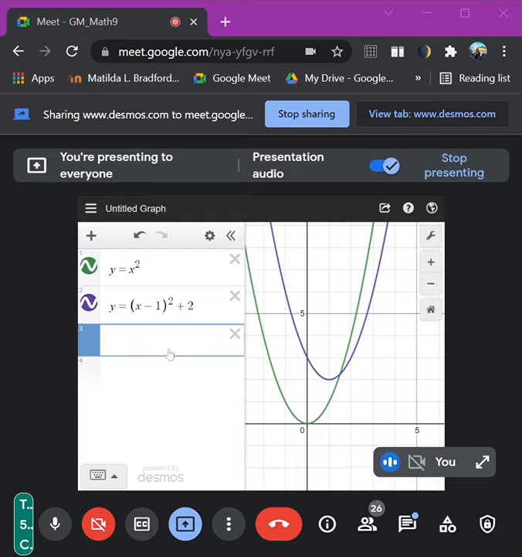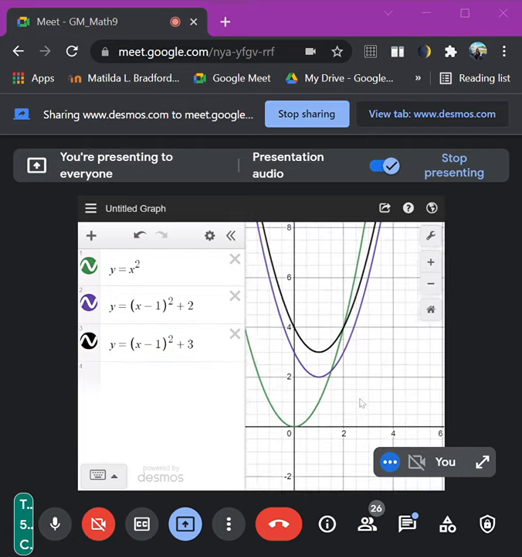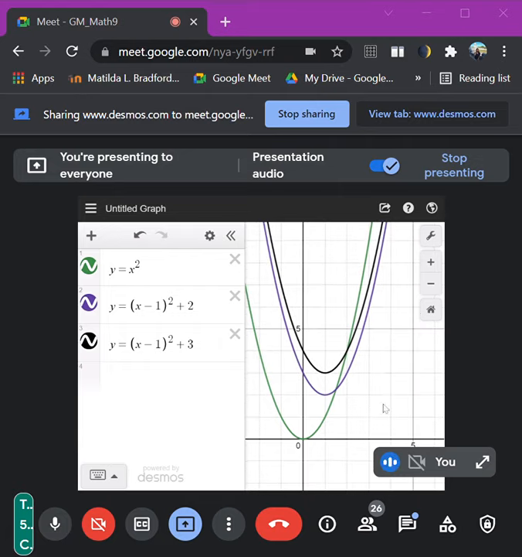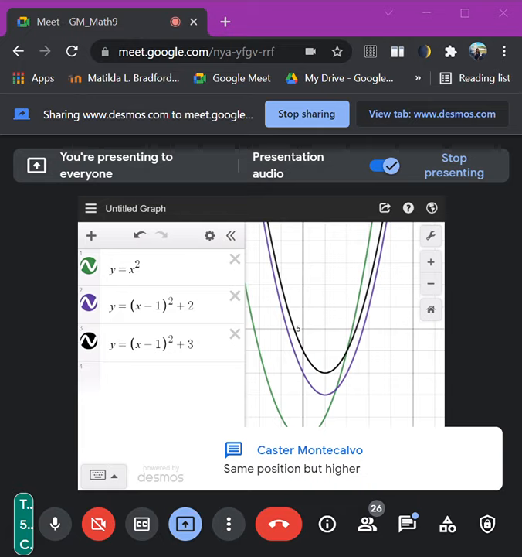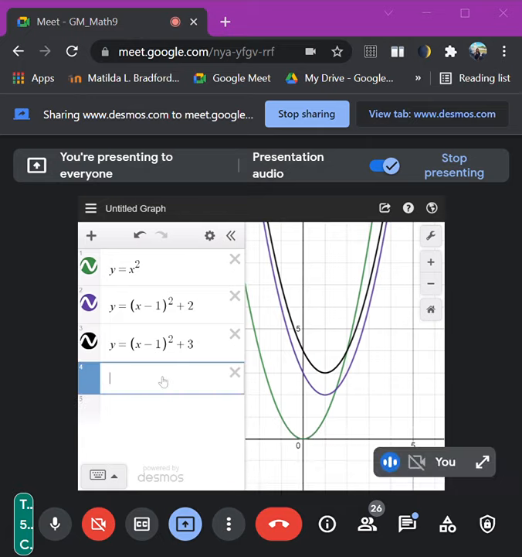Now, let's go to the next one. Y is equal to the quantity x minus 1 squared, and then we have plus 3. Looking at the graph, it is in the same position but higher. Okay, very good.